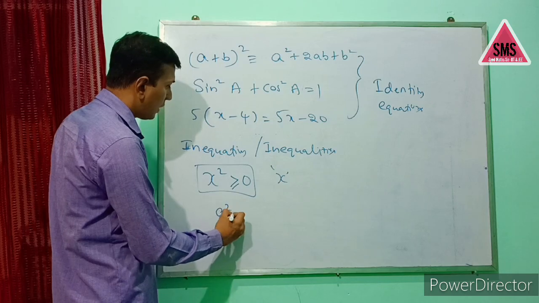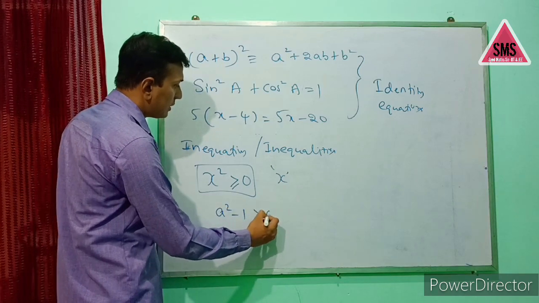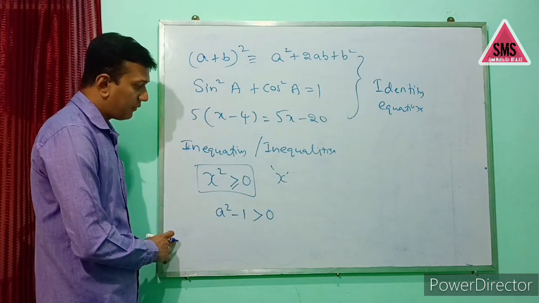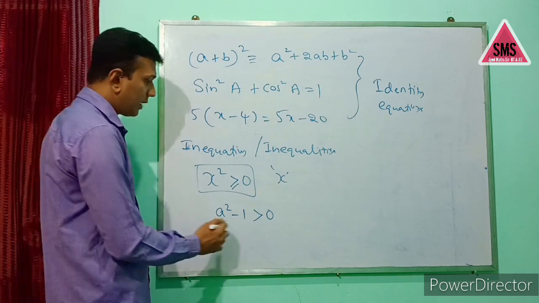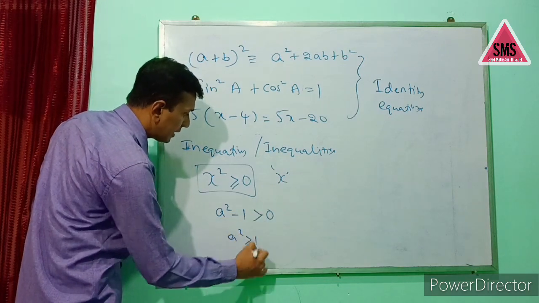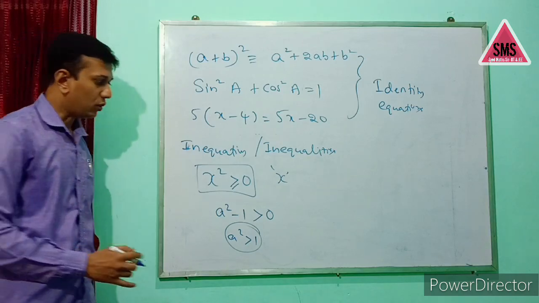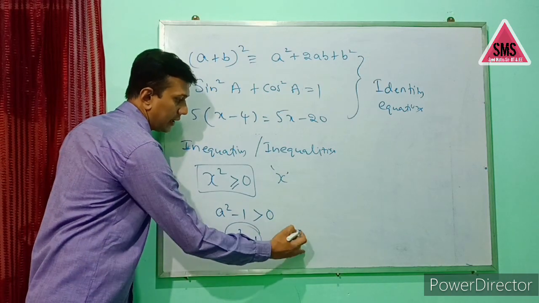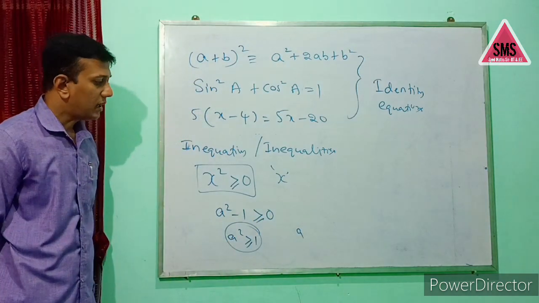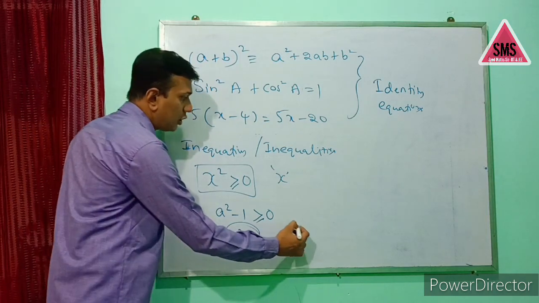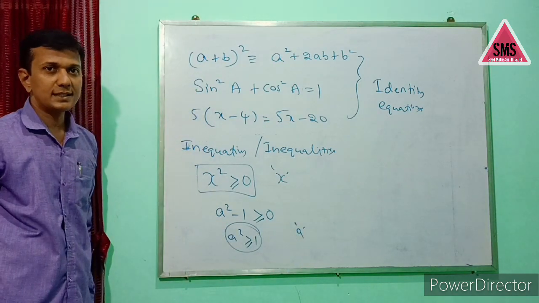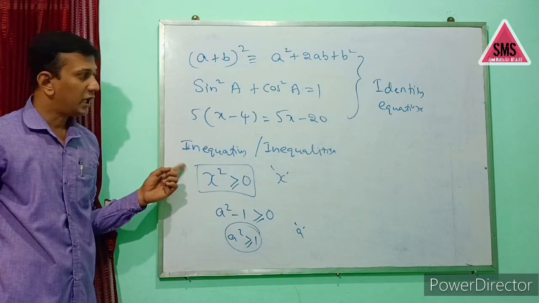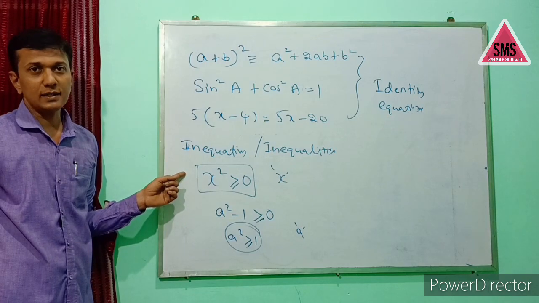Similarly, a square minus 1 is greater than 0. So this is also one statement. For what values of a square? Or you can take a square is greater than or equal to 1. If you take any value of a, it is going to be true. So these are some identity equations and the inequalities or inequations we can call them.